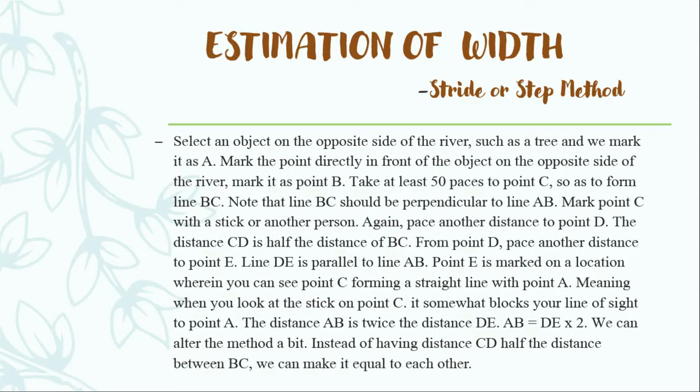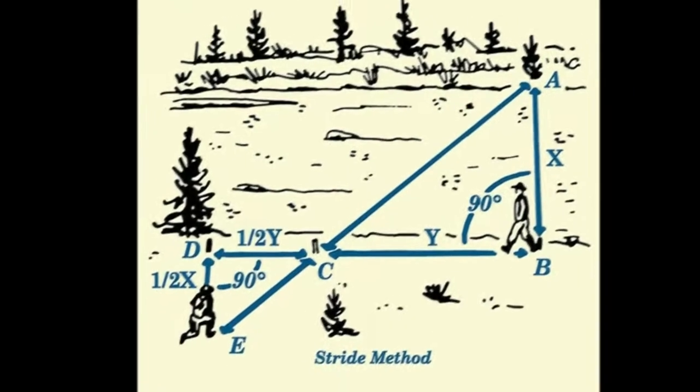We can alter the method a bit. Instead of having distance CD half the distance of BC, we can make them equal to each other. The next picture will explain it in detail.